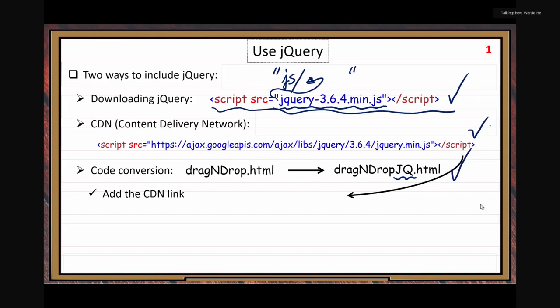So we copy the CDN line into this drag and drop jq.html. But after you copy the jQuery link here, it's still not enough. Why? There is something special about the drag and drop feature in jQuery. The basic jQuery is not enough to support this drag and drop feature. So we need a second jQuery package to support drag and drop. It's part of jQuery, but it's a separate library.